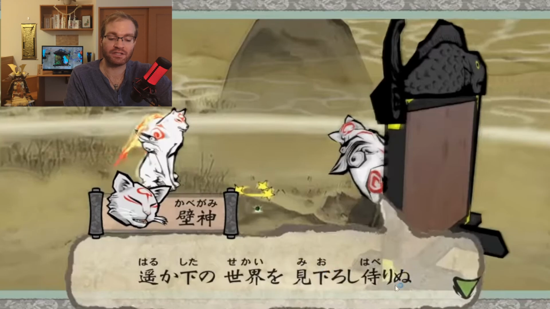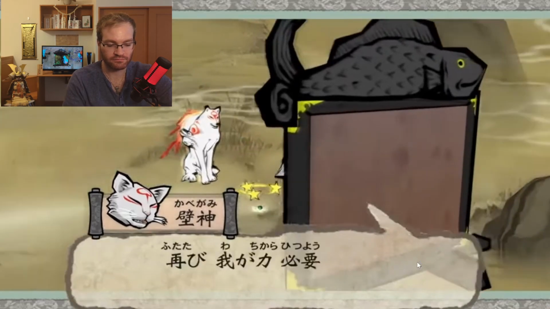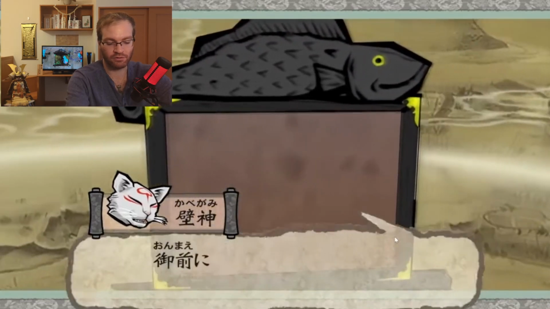And then after that, we have this auxiliary verb, nu, which means to do something completely, or to do it completed, like it's done and we're in this state. So, haruka shita no sekai o mioroshi haberinu means something to the effect of, I look down upon the world that is far below me, the world of far below, right? And I do that completely, like it's a regular thing that I do, that I've done many times. Okay, continuing. Too far.